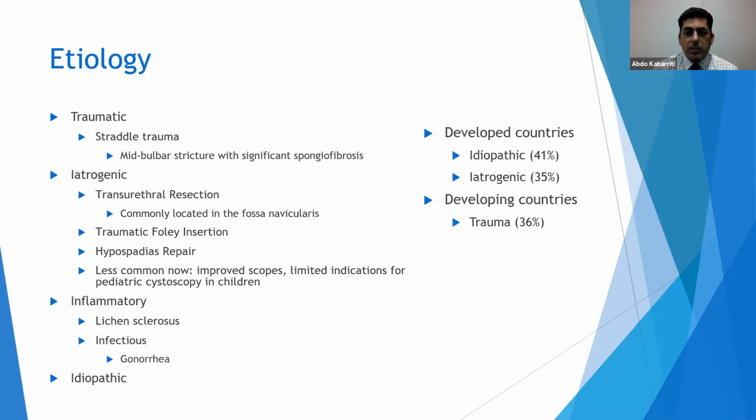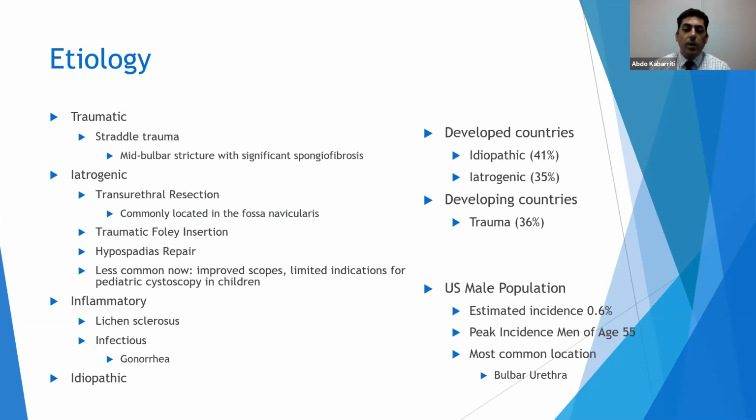And there's a difference in the etiology of urethral stricture depending on whether we're looking at developed countries versus developing countries. In developed countries, you'll see idiopathic is the most common reason, accounting for about 41%, and iatrogenic is about 35%. Whereas in developing countries, the most common reason is usually trauma. Now, in the US, the estimated incidence is about 0.6%, and the most common location is usually the bulbar urethra.